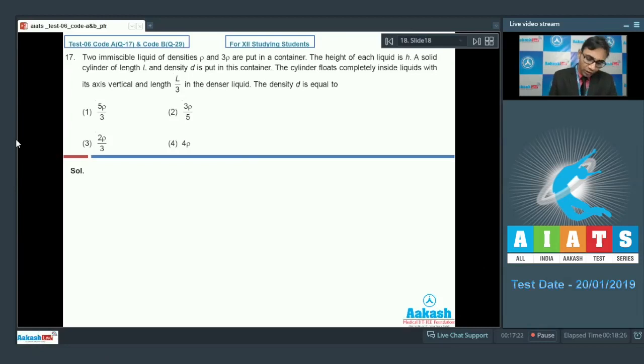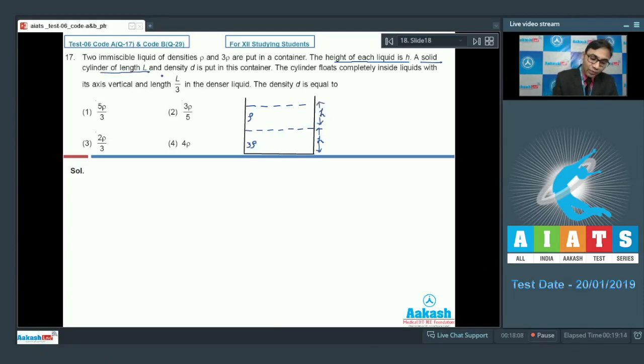So according to the question, there is a container with two immiscible liquids of density rho and 3 rho, and we know that the higher density liquid will always be at the lower level. So the lighter liquid will be above and the denser liquid will be below. That means 3 rho will be below and rho will be above. And according to the question, the height of each liquid is h. So this height is h and this height is also h.